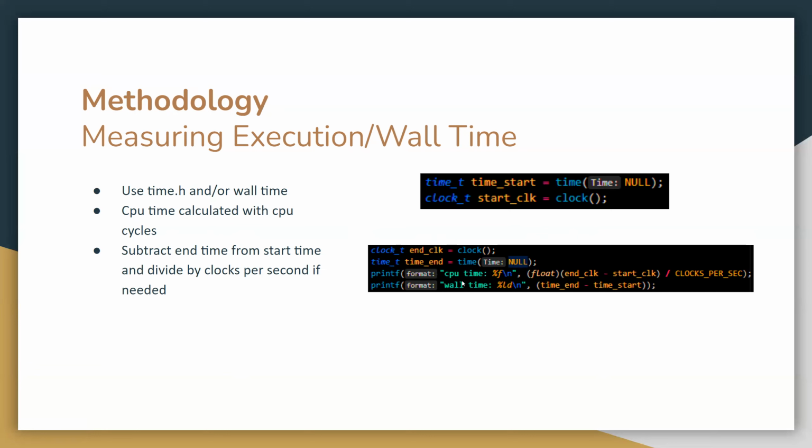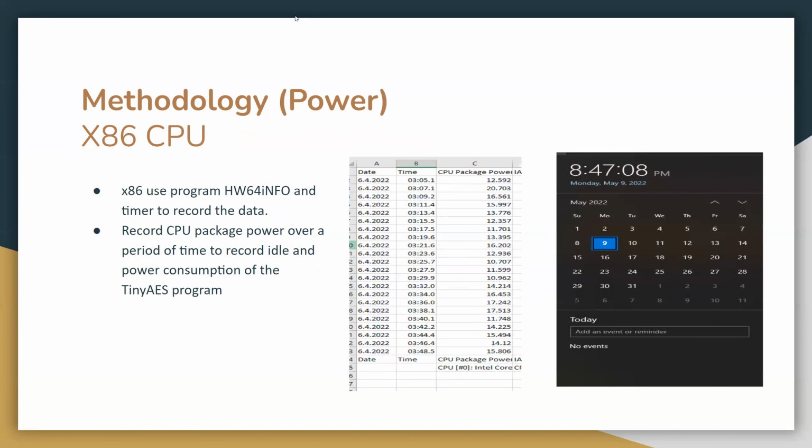So for instance, for the CPU time, which is just the difference between the end clock and the start clock divided by clock per second. For the wall time, it's just the difference between the time end and the time start. So next, I'm going to explain how we measure the power of the x86 CPU.